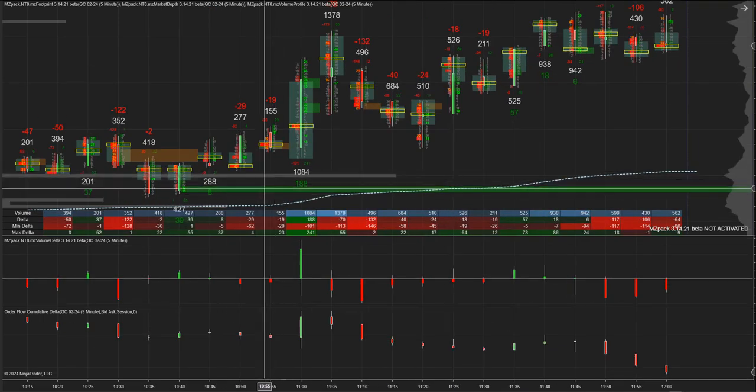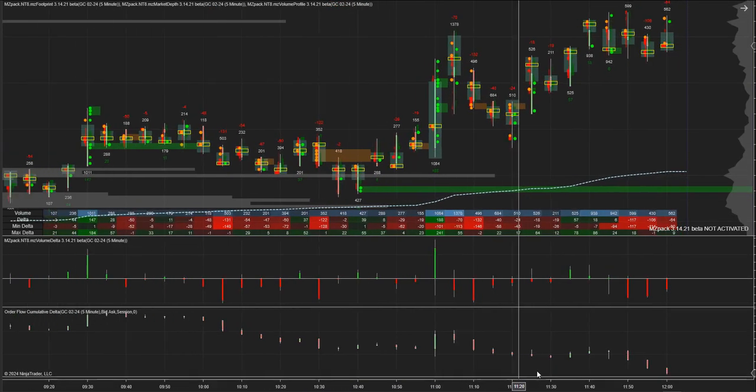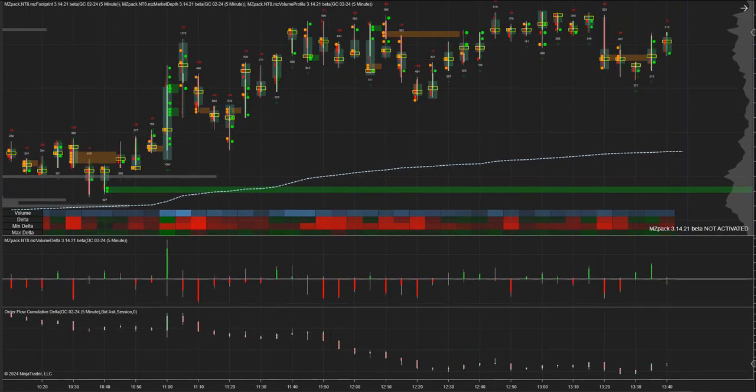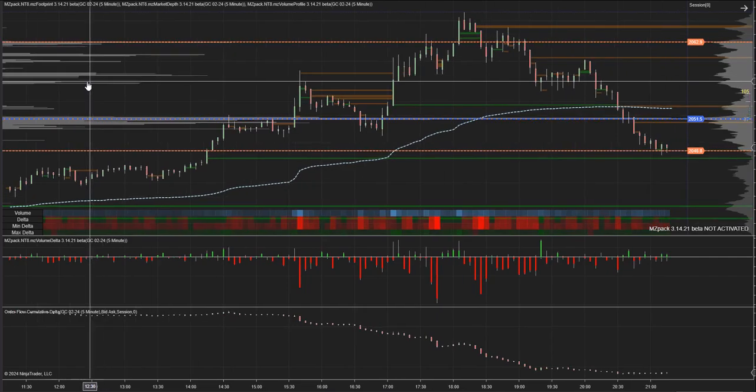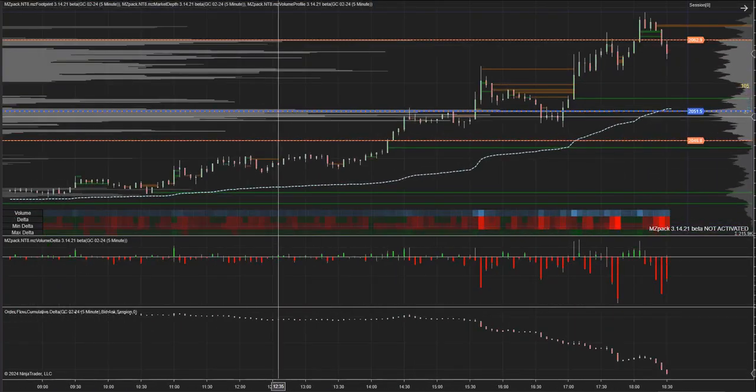Next example, we have a stacked imbalance here. Let's see if it was respected by the market. You have to zoom out a little bit. So the market did not really reach that level. Okay, so let's keep that.